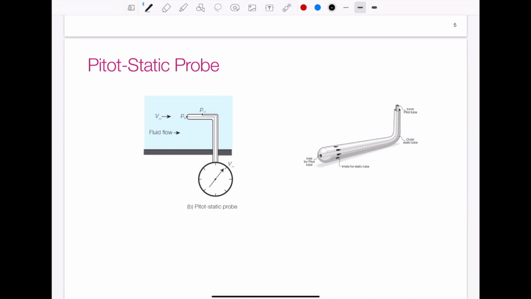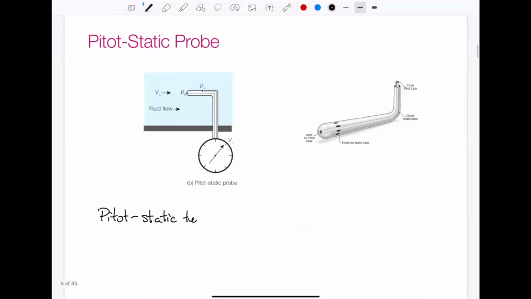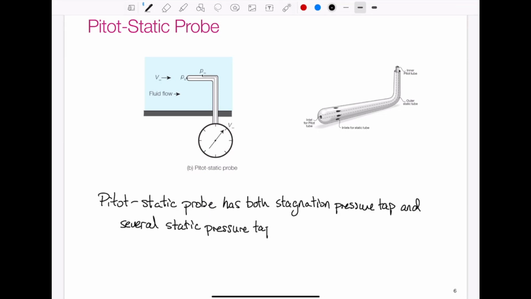So a pitot-static probe, let's just write, this is actually a probe because it's going into the flow on Earth. A pitot-static probe has both a stagnation pressure tap and several circumferential static pressure taps. So it measures both stagnation and static pressure.